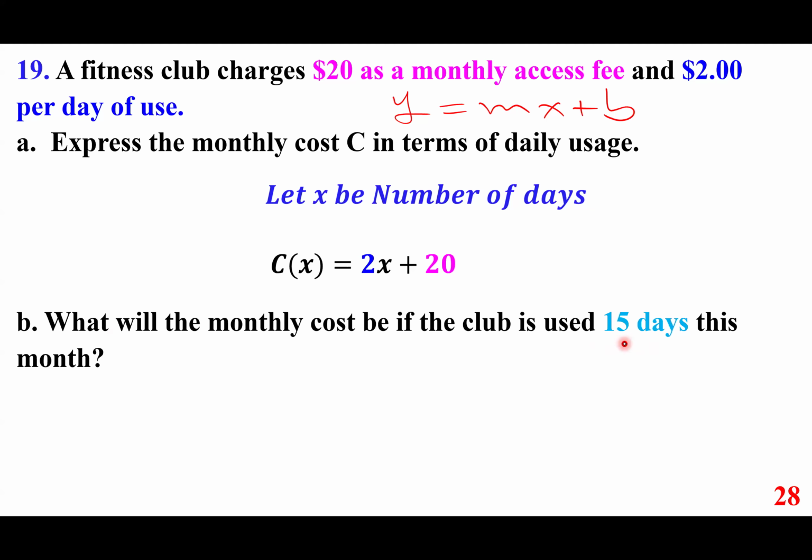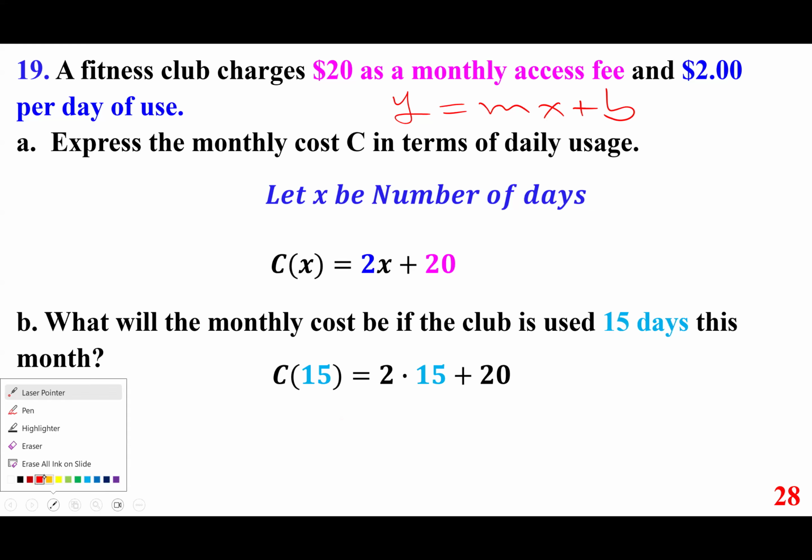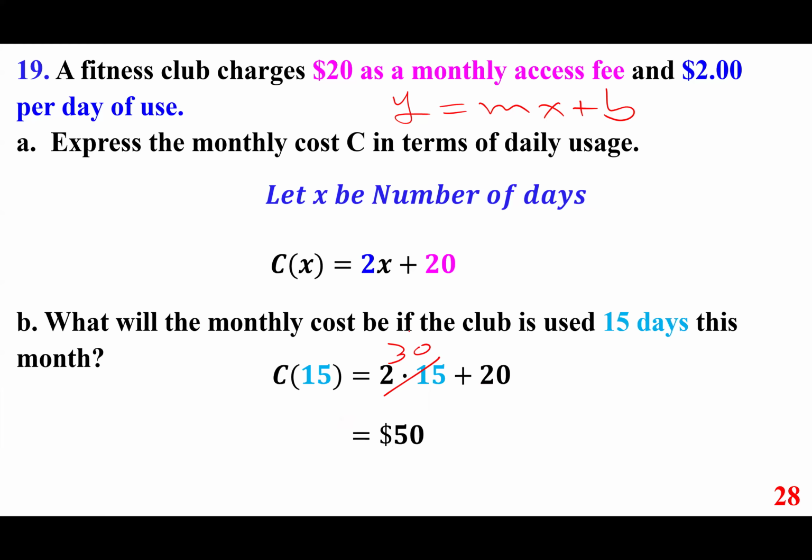So it's very simple. You want the cost when X is 15. So C of 15 is 2 times 15 plus 20. That means 30 plus 20. It's going to cost $50, therefore. It makes perfect sense. I hope everybody's okay with that.